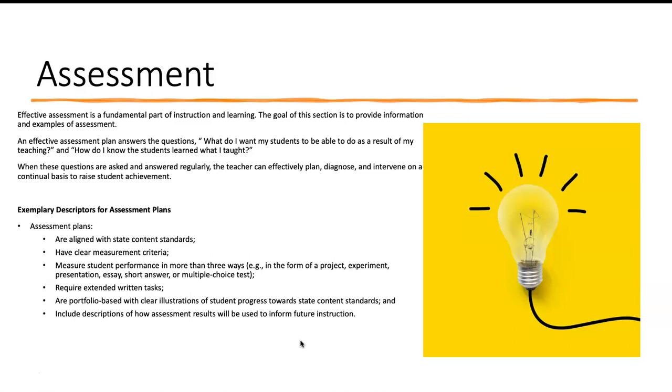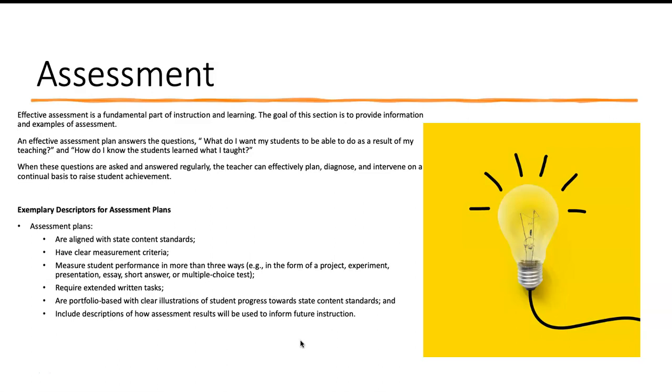What I do need to see is that your assessments are aligned to the state content standards. I need to see that your assessment meets the Louisiana state standard. You must have clear measurement criteria. What is an A? You need to measure student performance in more than 3 ways. So in the form of a project, an experiment, a presentation, an essay, short answer, multiple choice test. So again, that's where maybe your bell ringer, your exit ticket, and some short answers might come into play.